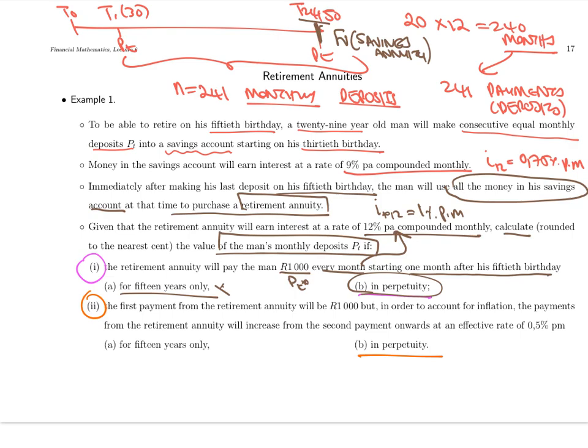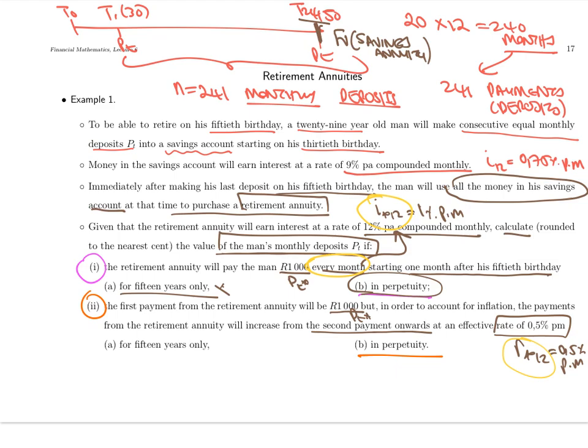And the second one says, find the value of the man's monthly deposits if the first payment of the retirement annuity is 1,000. But in order to account for inflation, the payments from the retirement annuity will increase from the second payment onwards at an effective rate of 0.5% per month. So R star 12 is 0.5% per month. All three things match here. The time when I make withdrawals matches the interest rate, which matches the growth rate.